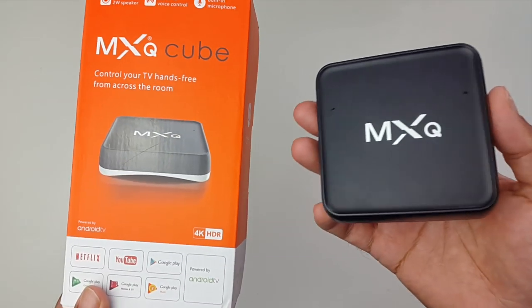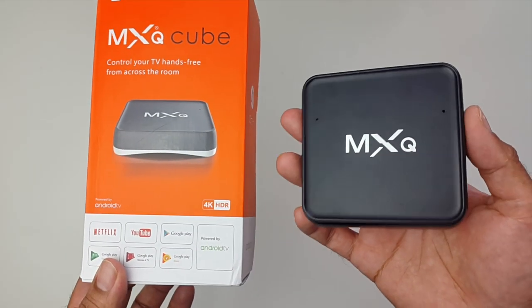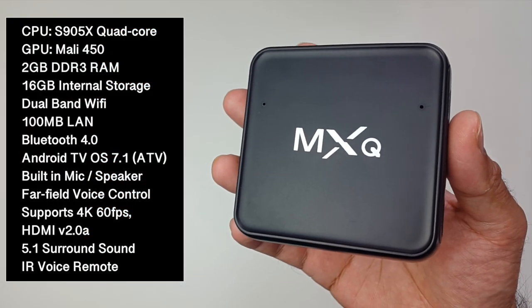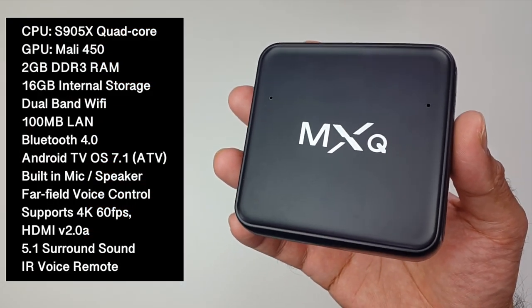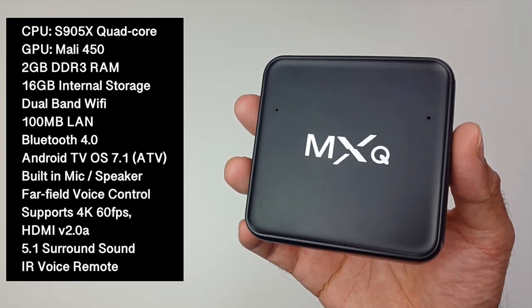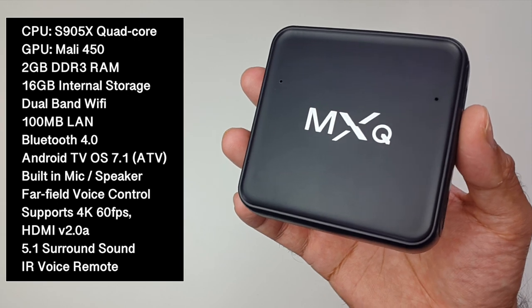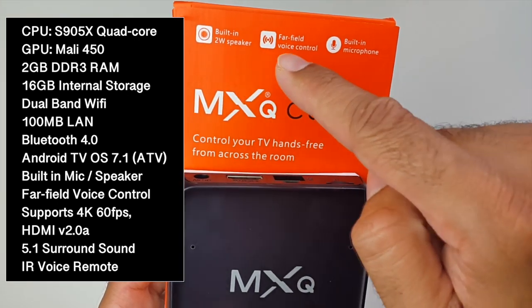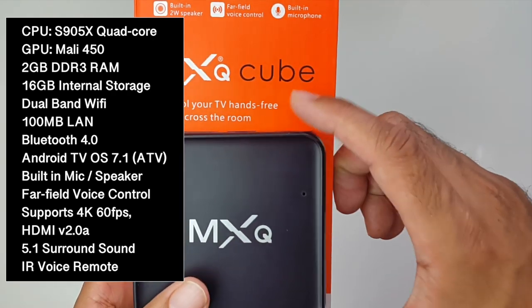Now this does look like it's the official Android TV OS, but we will be confirming that a little later in the video. Furthermore, you have the Mali 450 with 2 gigs of RAM and 16 gigs of internal storage. There is also dual band Wi-Fi with 100 megabyte LAN, Bluetooth version 4, and you have a built-in microphone and speaker to function that far-field voice control.